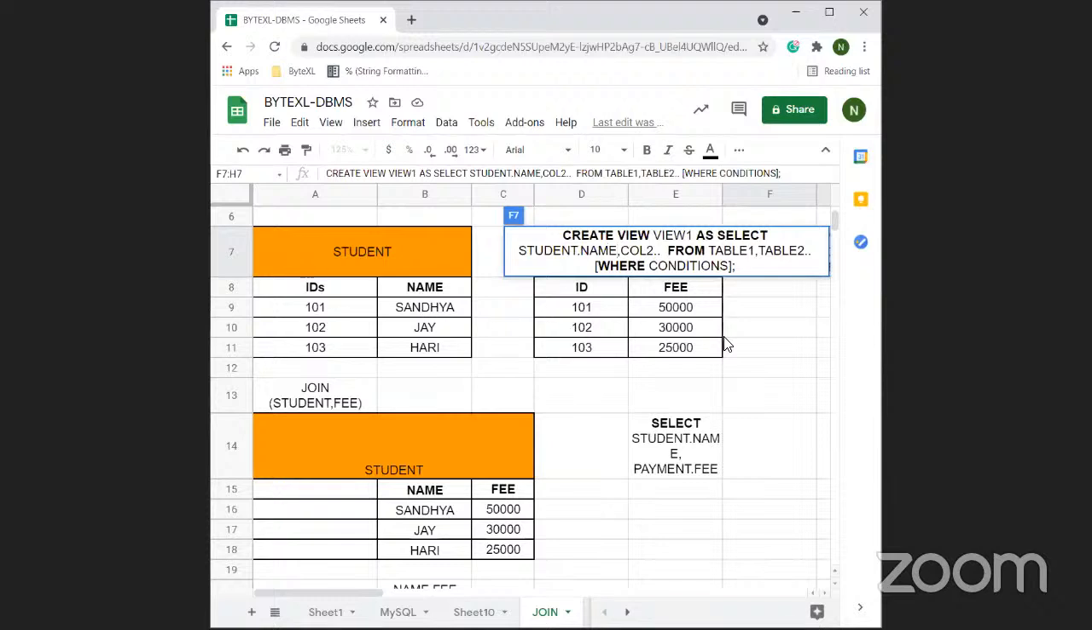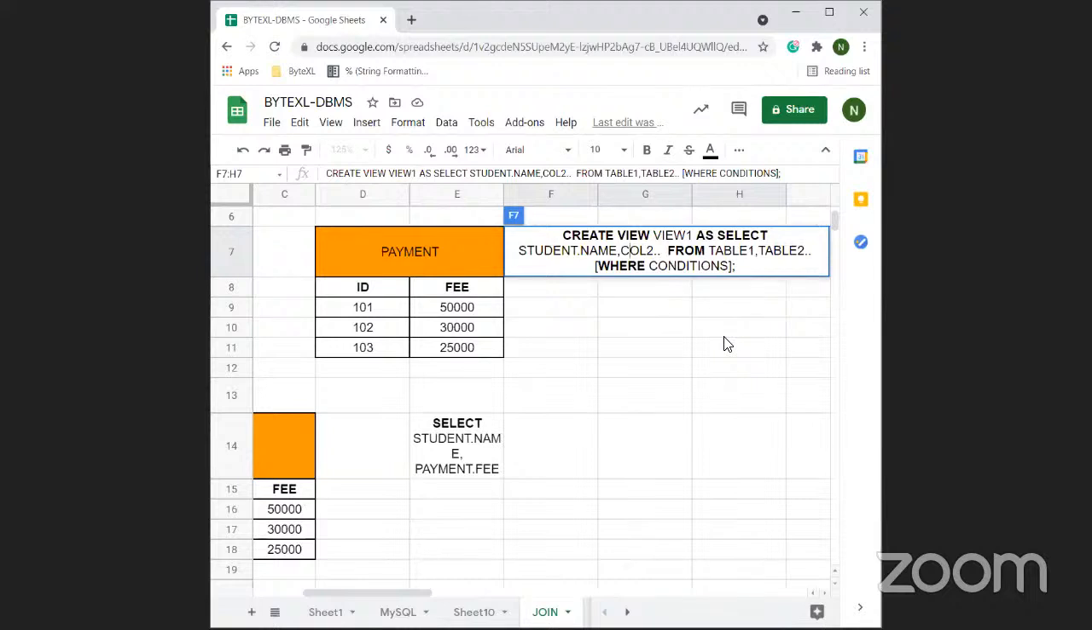Like in the OOPS concept, how we can access an object attribute. If I want to access a method of a class, I can use class name dot method name or object name dot method name. Same way, student dot name means go to the student table, access the name column. And at the same time, I want another value as well. Go to the payment table, access the fee column.